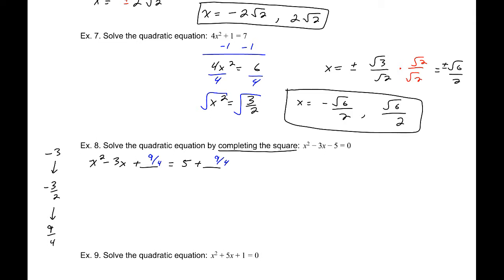Okay, well, that will cause the left-hand side to factor as (x minus 3/2) squared. That is coming from this right here. These are always going to match up the way this strategy works. All right, that equals, and that will be 29 over 4.